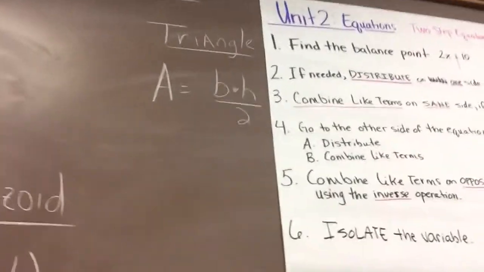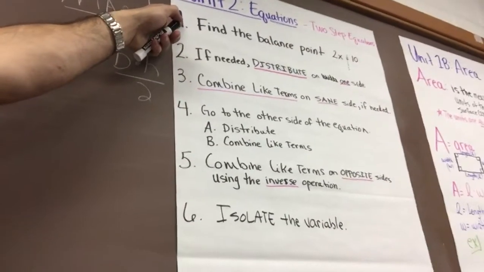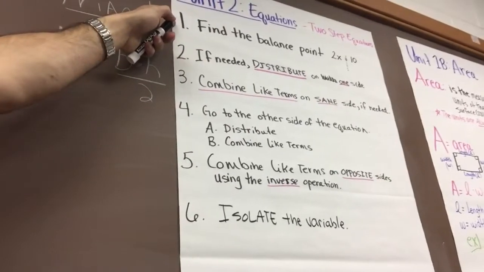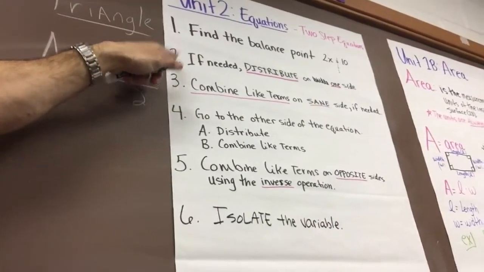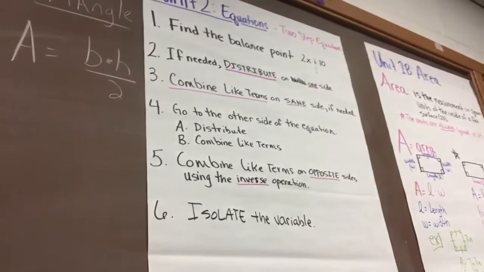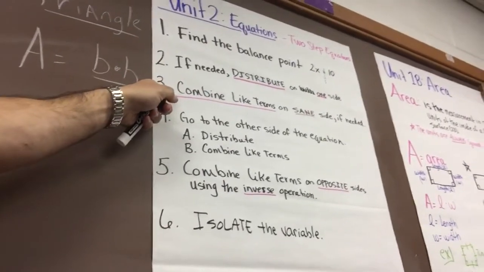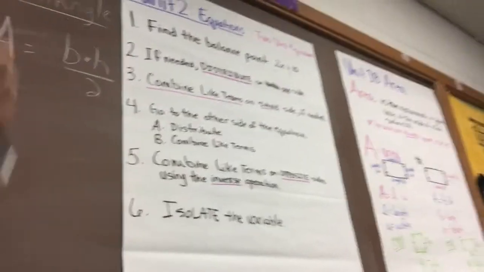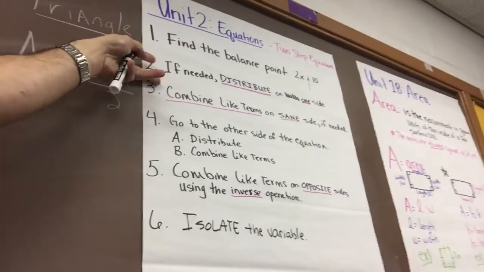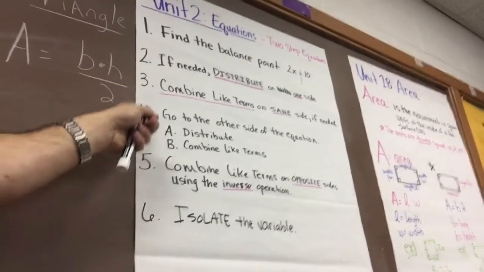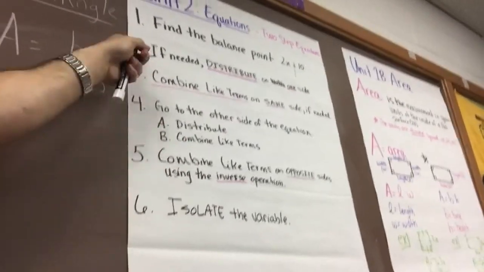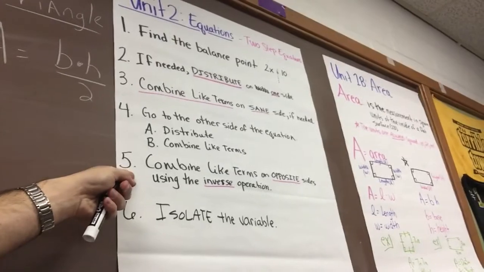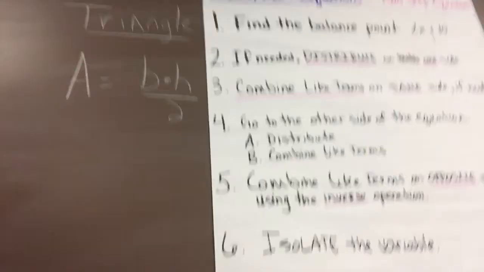Here's our rules. Step 1, find the balance point. I would put this in my notes. Step 2, if needed, distribute on one side. Step 3, combine like terms on the same side, only if needed. These 2 steps are if needed, because you're not going to always have to do that. Step 4, go to the other side of the equation, repeat steps 2 and 3. Step 5, combine like terms on opposite sides using the inverse operations. And step 6 is isolate the variable.